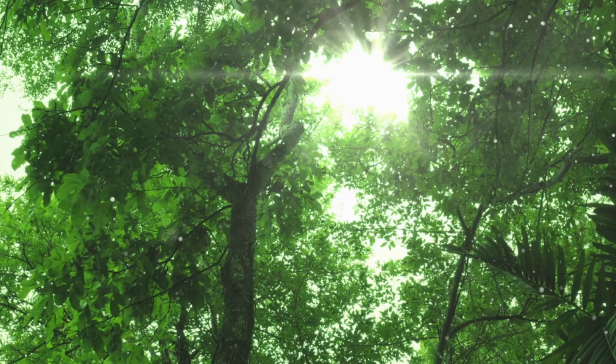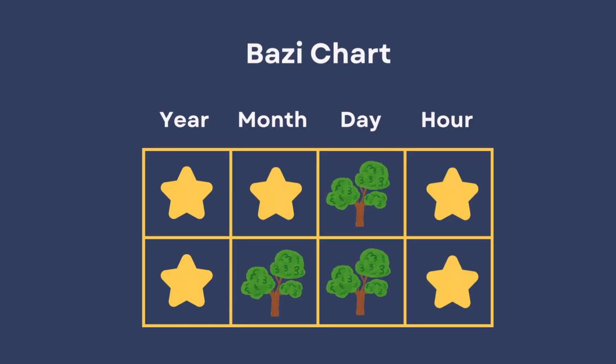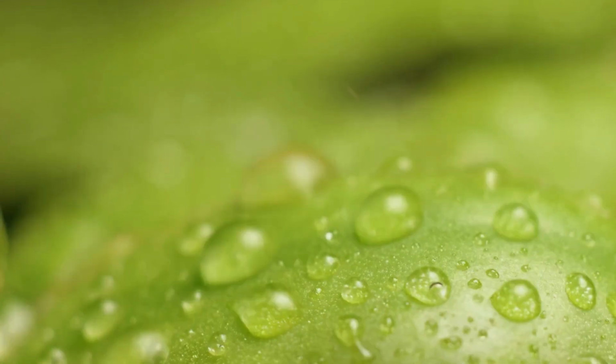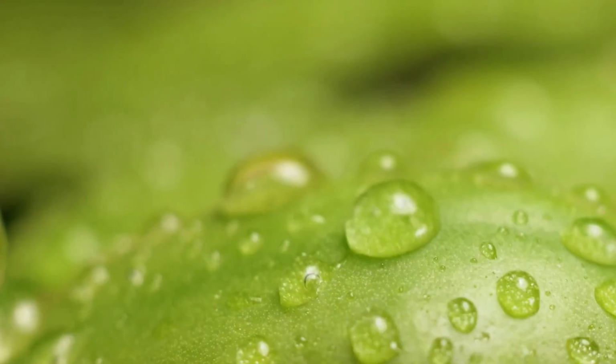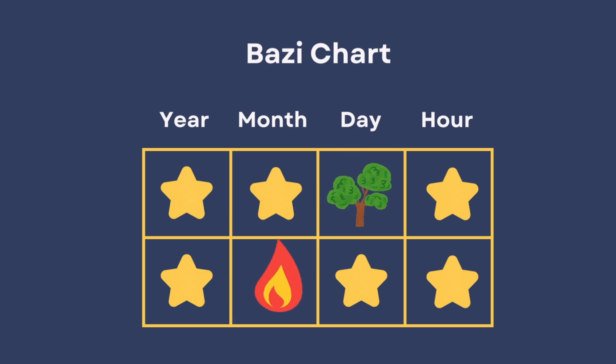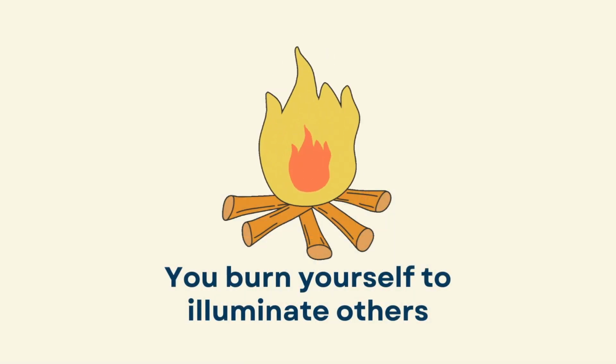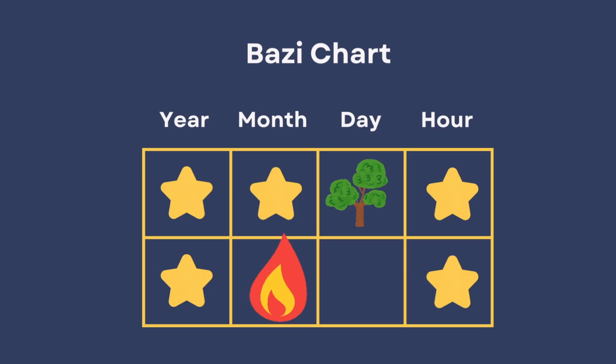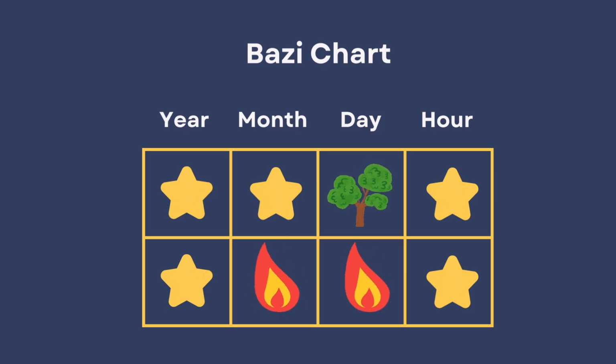If there's another element in the chart that also supports the wood element, then you are most likely to be a strong day master. If the emperor element happened to be water, as water nourishes wood, you are also considered born in season. If the emperor of the chart is fire, we know that wood generates fire. You burn yourself to illuminate others. Of course, it reduces your energy. If there's another fire element located right below you, then you are very likely to be a weak day master.